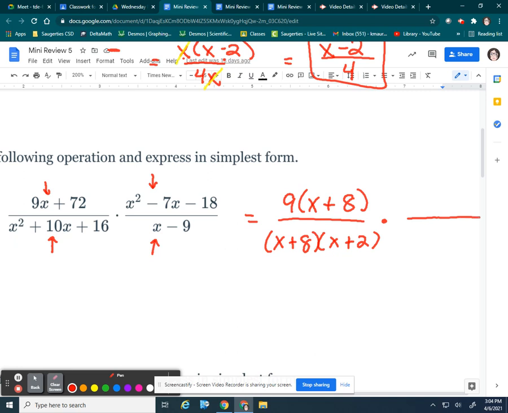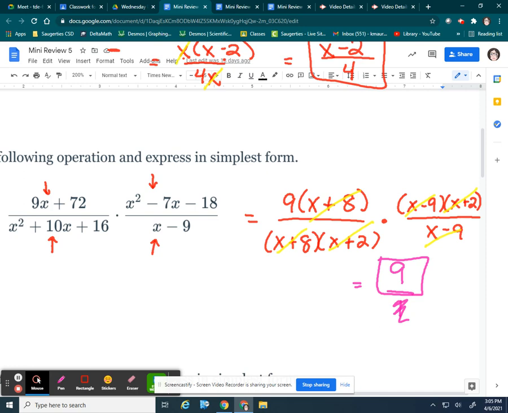And the top right is also a trinomial. Running out of room. Two numbers that multiply to negative 18 and add up to negative 7, negative 9 and positive 2. And then this last section, that cannot be factored. After this, we're going to cross off factors that match. They have to be on the top and the bottom. And our answer is what we have left, 9. You could also say 9 over 1 if you want.